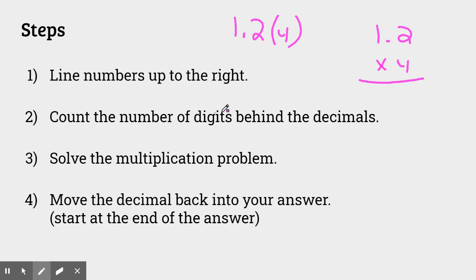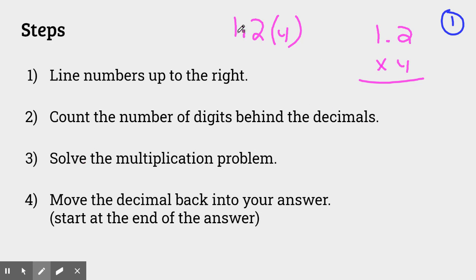Then count the number of digits behind the decimal. If I look at my decimal here, I only have a decimal in this number. I have one number behind. So at the end, I'm going to want to move my decimal one place. So I'm going to write a note to myself off to the side saying, at the end, move that decimal back one spot.